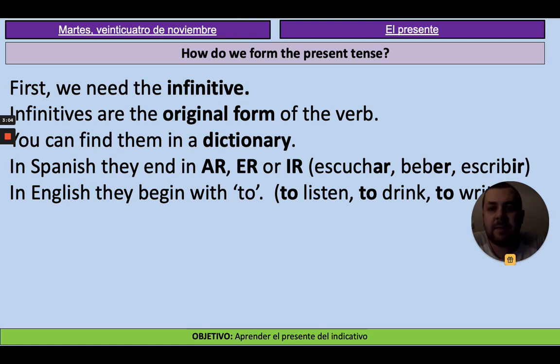So they're called an infinitive because there are infinite, limitless amount of things that you can do to it. You can put them in a different tense, in a different person. Okay, but this is before we've done any of that, and it's in the original form.